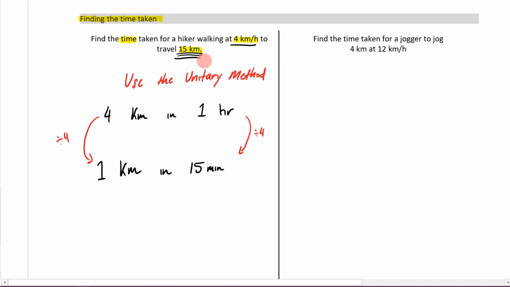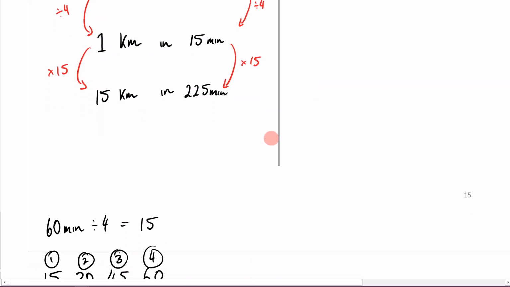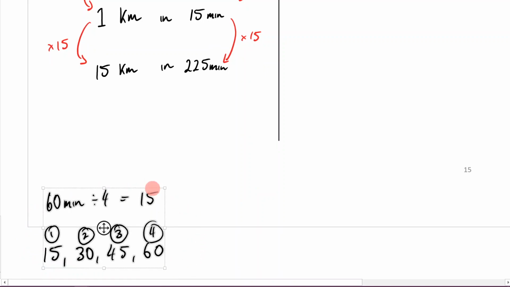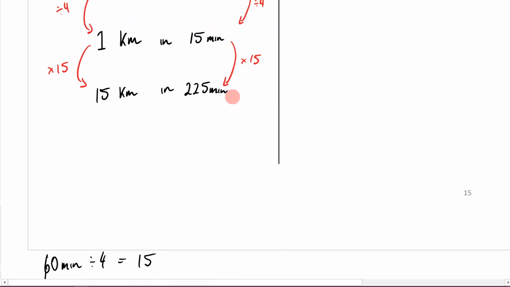Now that we've done that, that's my intermediate step. I can now go to 15 kilometers. So now I'm going from 1 to 15, so I'm going to times by 15. I'll do the same to this side. Remember, you can use your calculator here. What's 15 times 15? It's going to be 225. So that means our answer is 225 minutes.